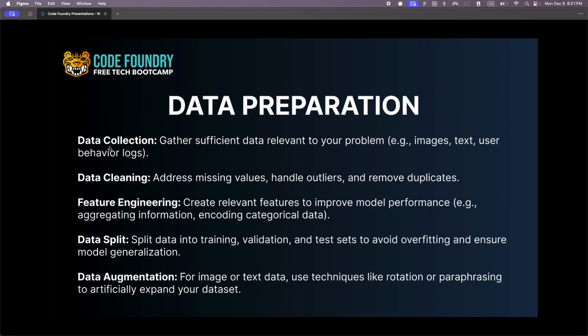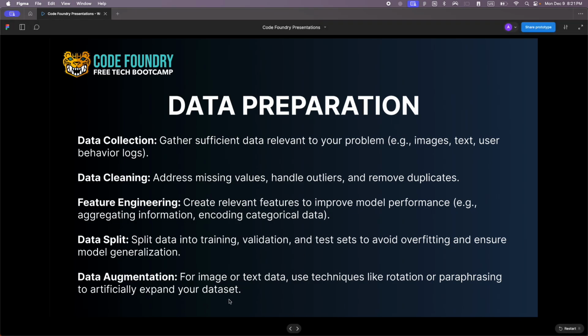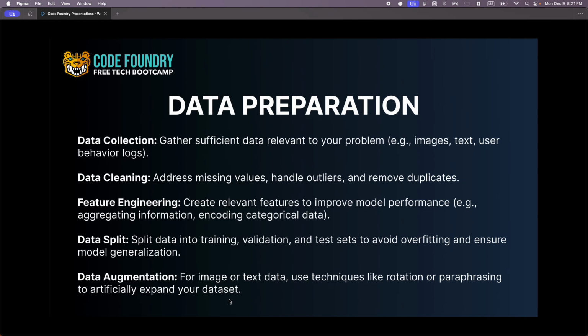Next, we want to prepare our data. So we want to collect data, we want to clean it, so make sure that we don't have any missing values, handle outliers, and remove duplicates. A lot of this has to do with when you're developing your own AI, but you also want to do this when you're just generally testing an AI system that you're going to integrate into your application. Feature engineering is where you create relevant features to improve model performance.